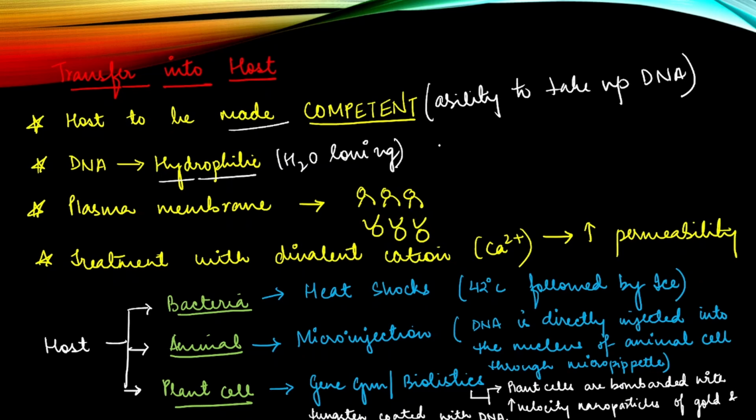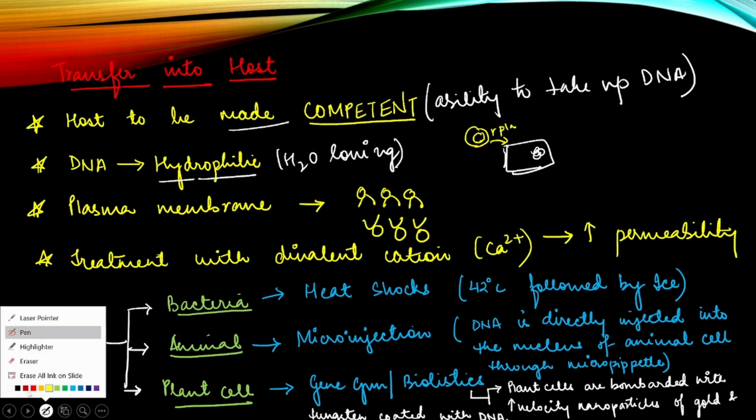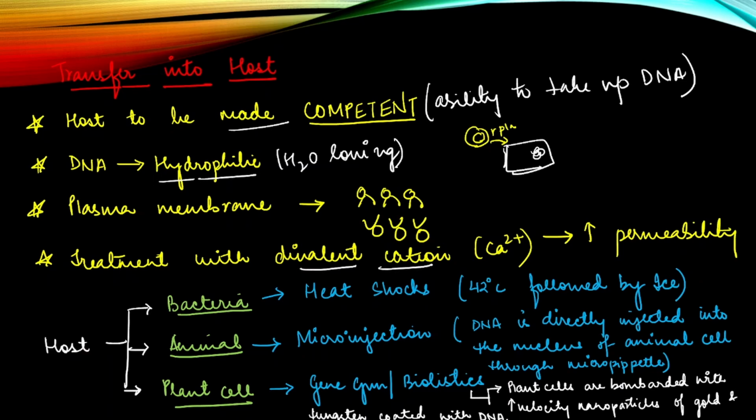So basically what we do, we make any cell. It will not take up DNA, suppose this is a recombinant plasmid here. A cell will never take this up until and unless we treat the cell. We treat the cell with calcium. What is calcium here? See here, treatment with divalent calcium cations. Normally we use calcium. Once we treat this cell with calcium, this calcium will increase the permeability of the cell.